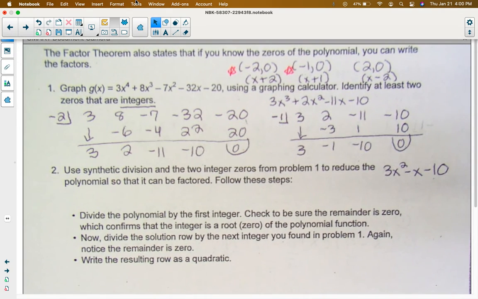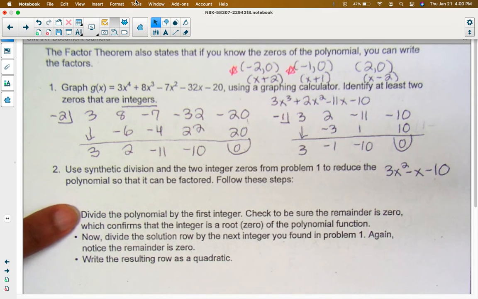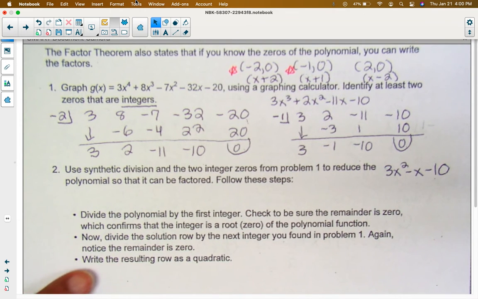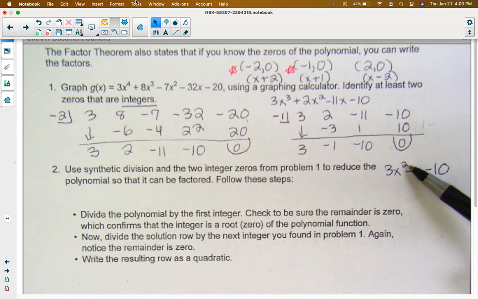So let's make sure we did everything we were supposed to. Divide the polynomial by the first integer, check. Divide the solution row by the next integer, and we should get 0, check. And then the last one says, write the resulting row as a quadratic. Now my resulting row is a quadratic. So we are good to go for number 2.